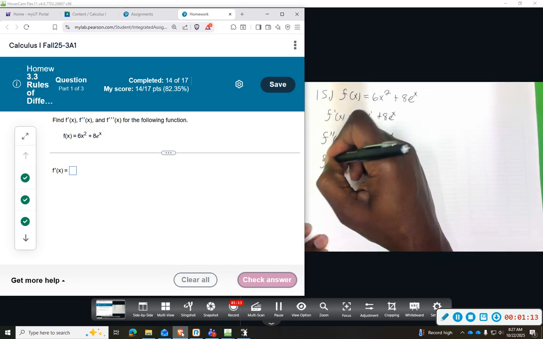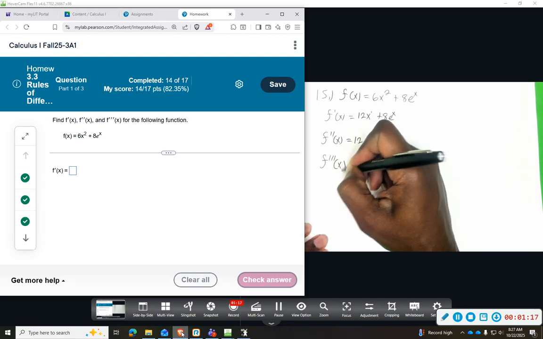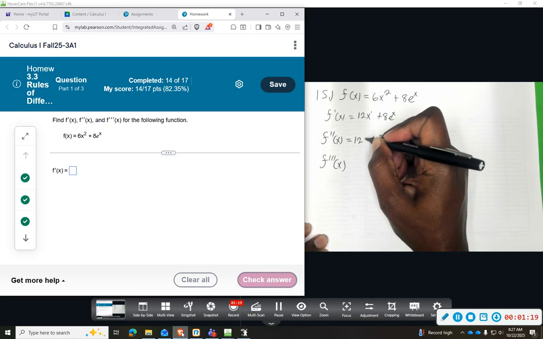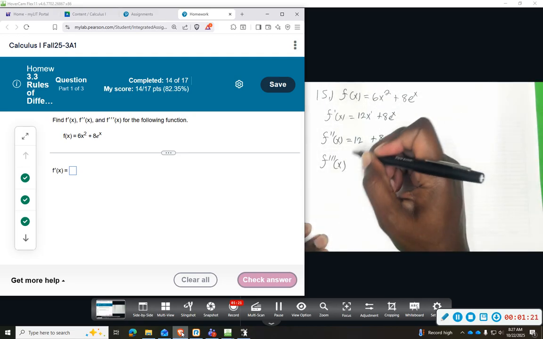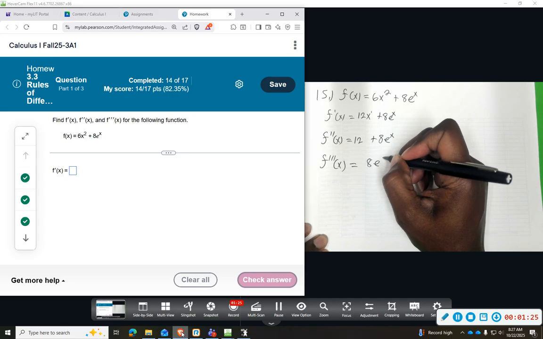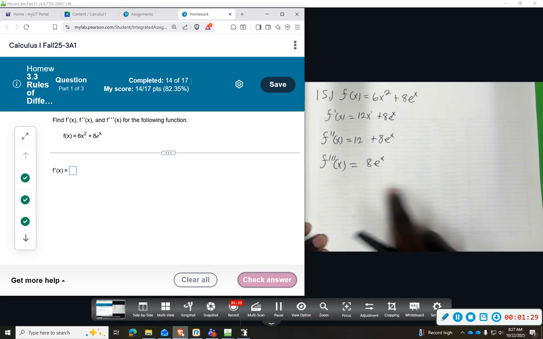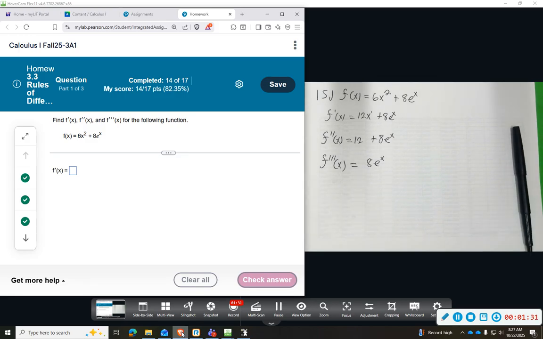Alright, and then when we do our third derivative, f triple prime, this is x to the 0, so the derivative of a constant is 0. That just zeroes out. And then we'll be left with 8e to the x, and every derivative thereafter will just be 8e to the x.